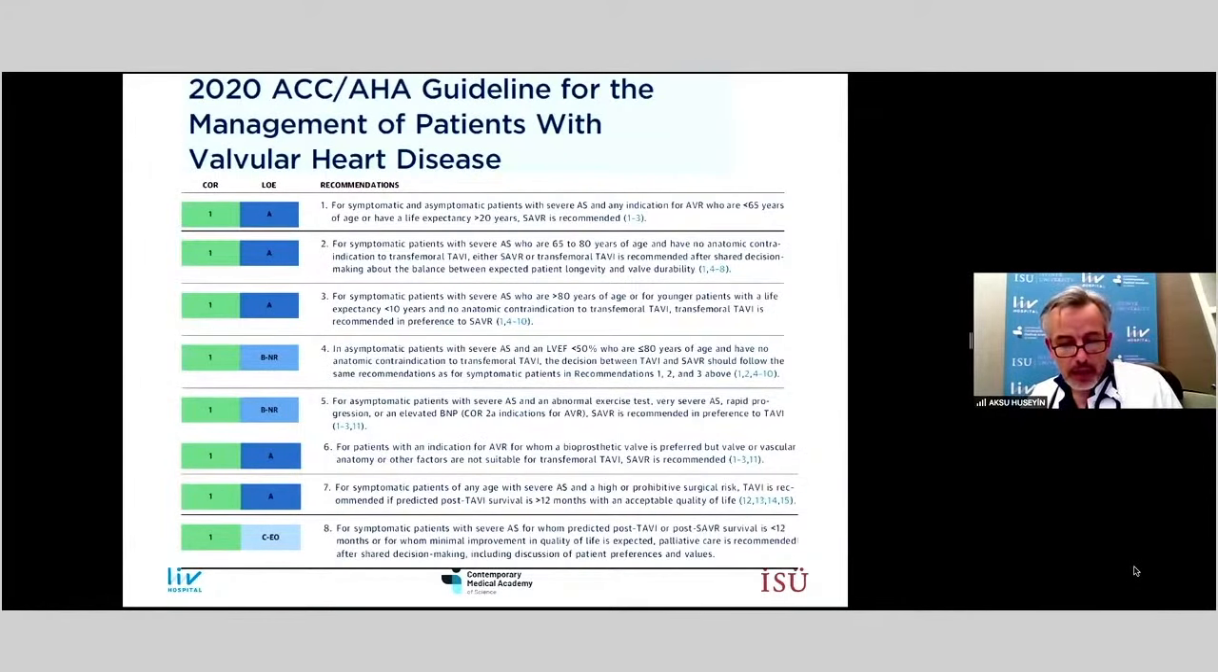Также европейские рекомендуют TAVI. Также в 2022 была публикация, новые рекомендации TAVI, что люди старше 70 лет больше нуждаются в хирургическом вмешательстве, чем TAVI. Между 65 и 80 годами рекомендуется TAVI и хирургическое вмешательство вместе.